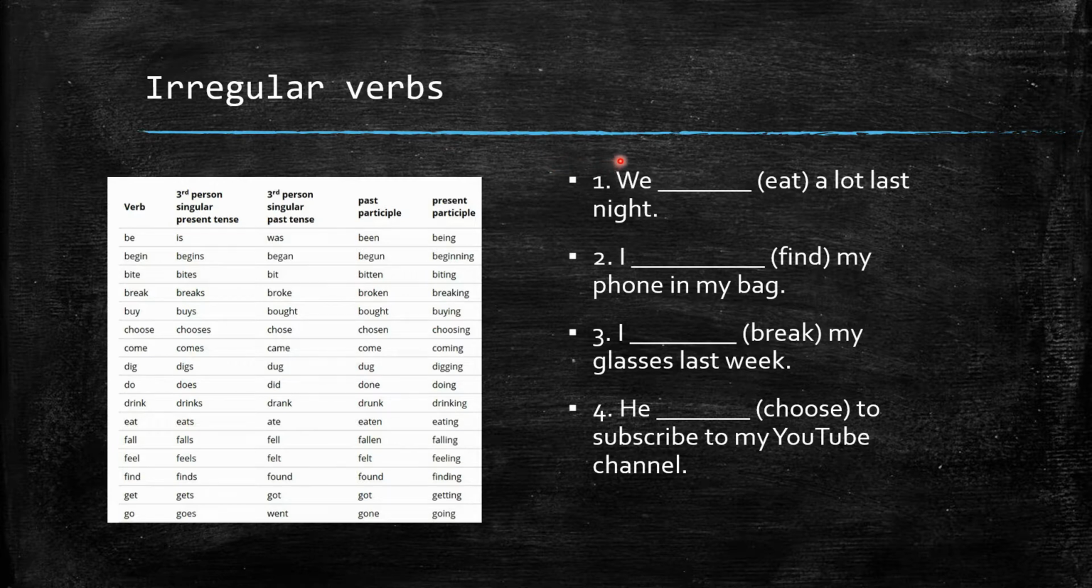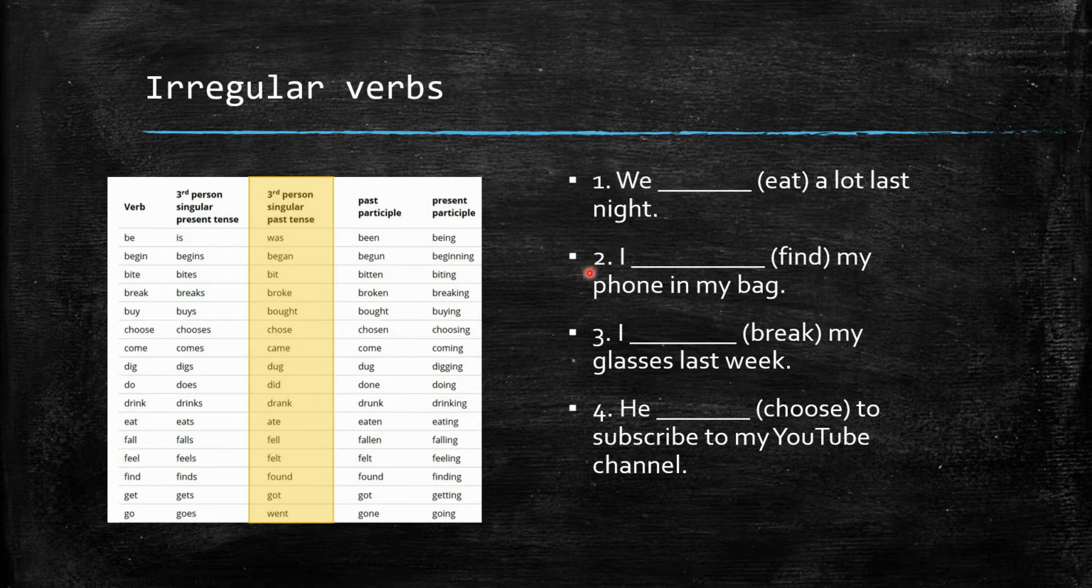Number 1, we eat a lot last night. So what we need to do is, if we have a look at this third column, this is the column that you need to study. This is the past simple column. So if we have a look for the verb eat in the first column here, can you find it? Here, eat. And we go over to the past tense, ate. So here we need to say we ate a lot last night.